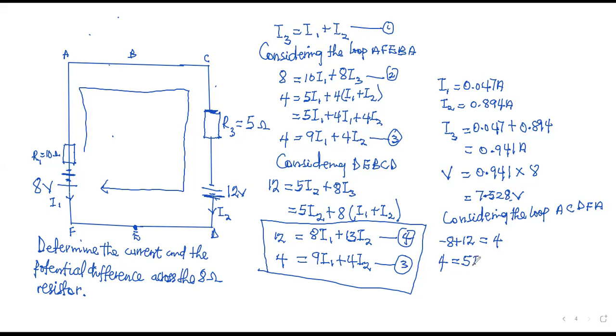So 5I2, then the PD across this. Would that be negative or positive? Negative. So minus 10I1. Okay. So we have 4 is equal to 5I2 minus 10I1. This may be equation 5.